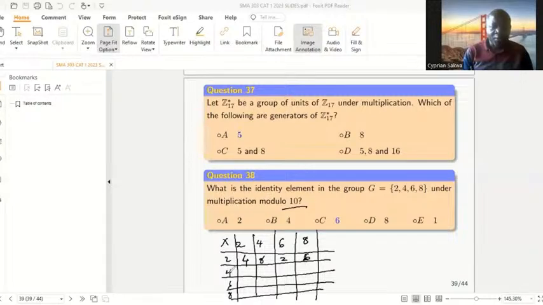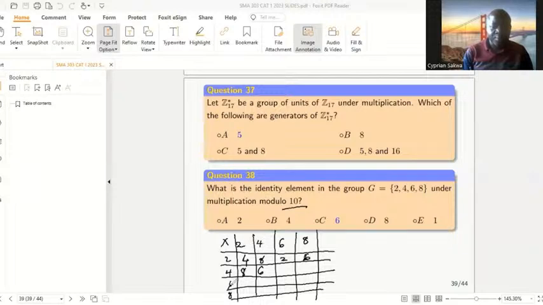Let me check 4. 4 times 2 is 8. 4 times 4 is 16, which is 6. Again, 4 is not the identity because I can see when you multiply, the element does not remain.